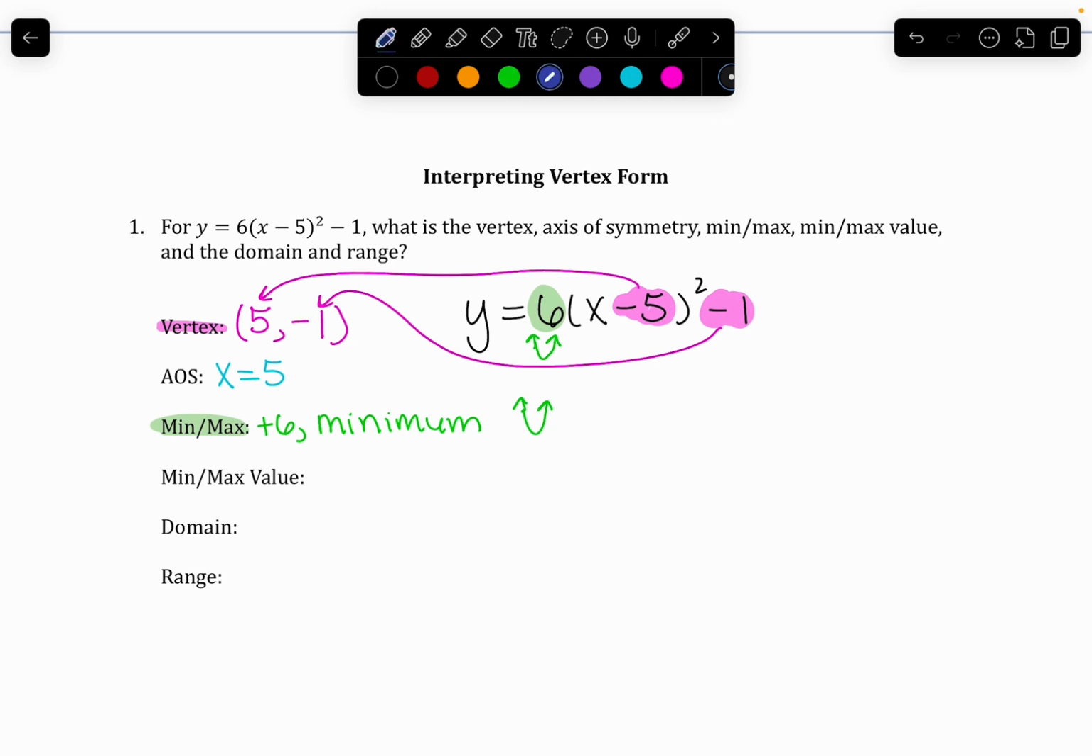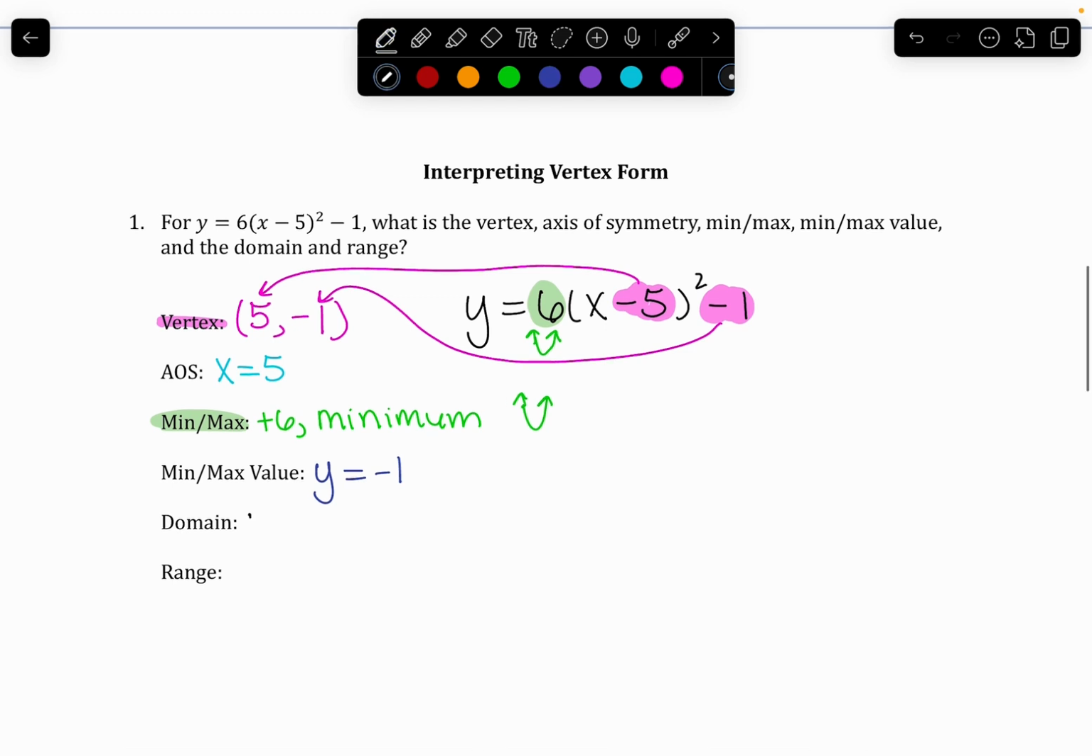Your min-max value is the y value of your vertex. So that's going to be y equals -1. Your domain for quadratics is all real numbers unless there's a restriction on it. And then I know it's been a minute, but you can find your range by looking at both your min-max direction and then your min-max value. So we have a minimum, okay? So that means that my min-max value of -1 is going to be there. And then all of our y values are going up. So our y's are going to be greater than or equal to -1.